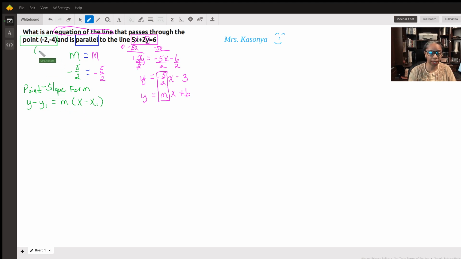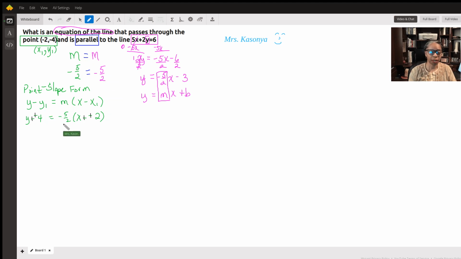Well, glad you asked. The x1 is that first x in the point we've gotten. The y1 is the negative 4 there. So let's go ahead and plug those values in. We've got y minus a negative 4 is equal to our slope, negative 5 halves, times x minus our x1, which is a negative 2. Now, anytime you've got signs just kind of piled on top of each other, like we have here, 2 negatives on the 4 make a positive 4, 2 negatives on the x make a positive 2.